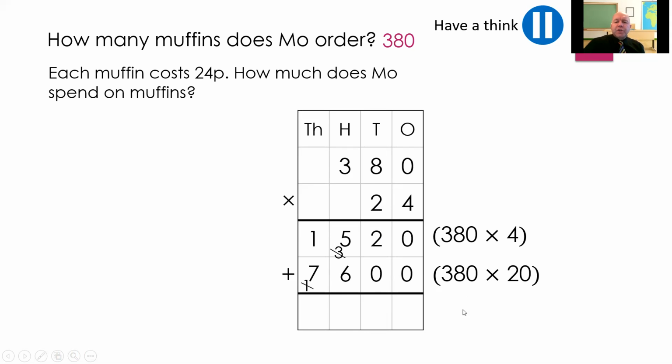Okay, and now we're just going to add through. 0 plus 0 is 0. 2 plus 0 is 2. 5 plus 6 is 11. 1 in, 1 carried across. 1 plus 7 is 8, plus the 1 that's there is 9. So 9,120. That's pence. Okay, 9,120 pence.